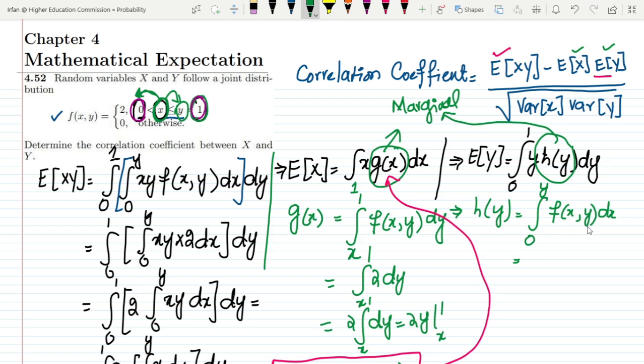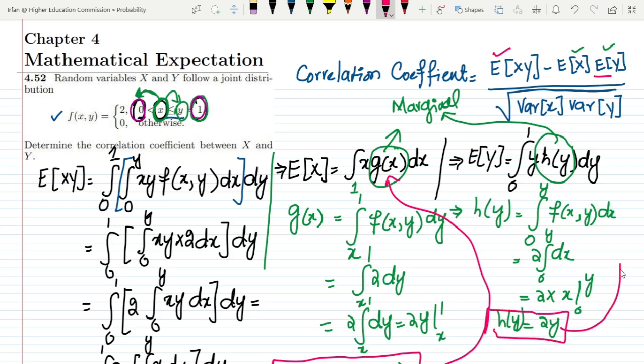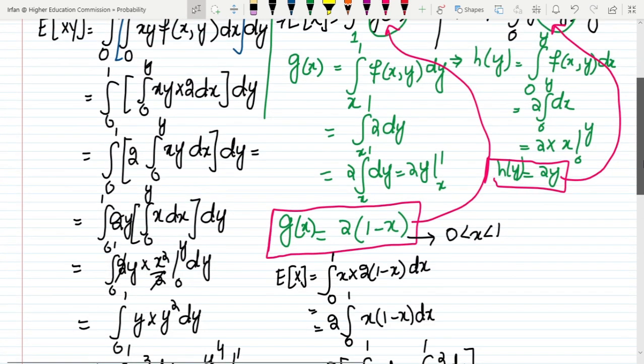So this is 2, let me put it outside, integral from 0 to y of dx. Okay, 2 multiplied by x from 0 to y, so ultimately it would be 2y. So the value of h of y is 2y, and this is the marginal distribution. Let me take it and put it here. So putting it here and solving it, what would I get?